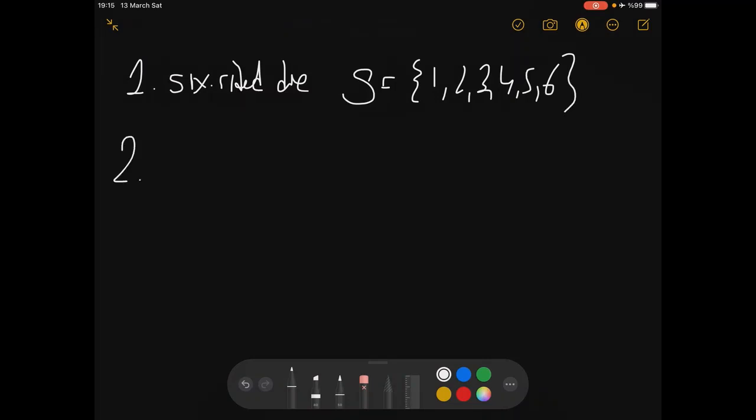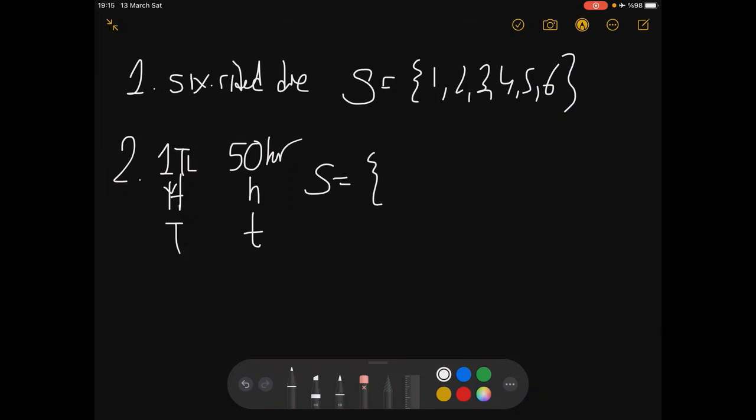Or the second one was what? Tossing two coins. Suppose that we toss one Turkish lira coin and a half lira coin. We denote that they can come up as heads or tails. Or the other one is, for example, again heads or tails. This is the second coin. And what would be our sample space here in this sense? They would be what? Heads and tails, right?